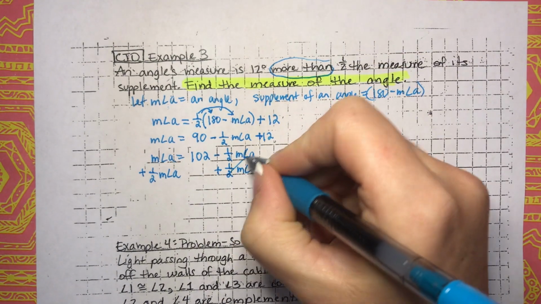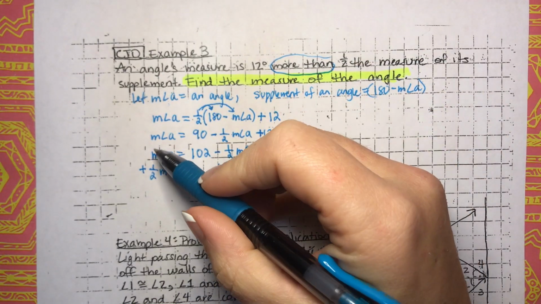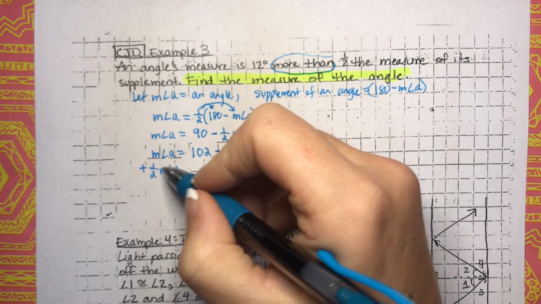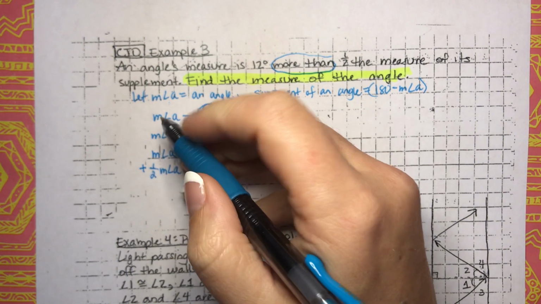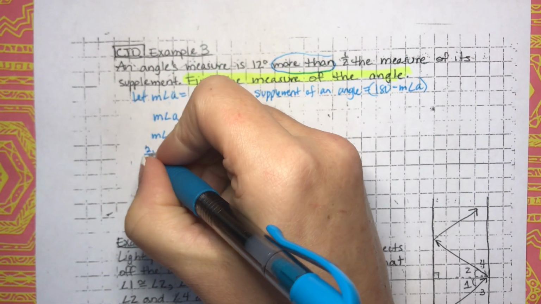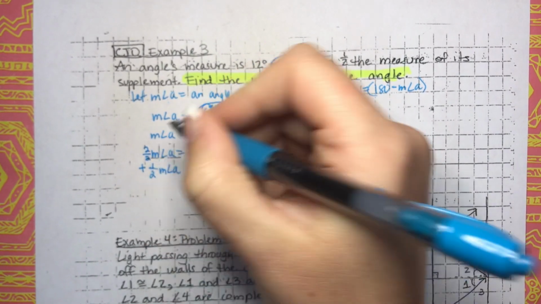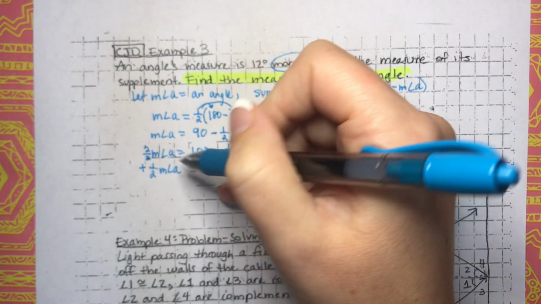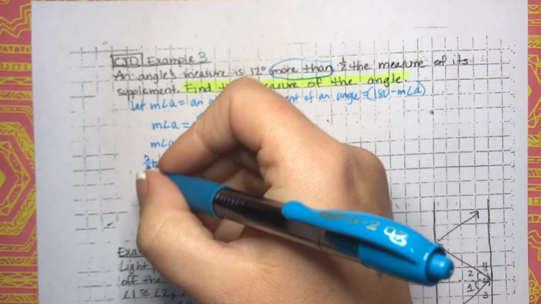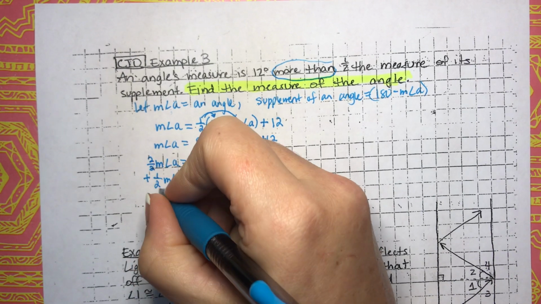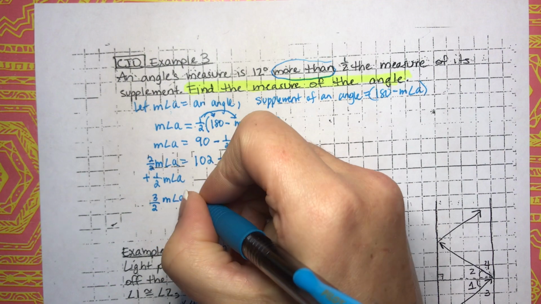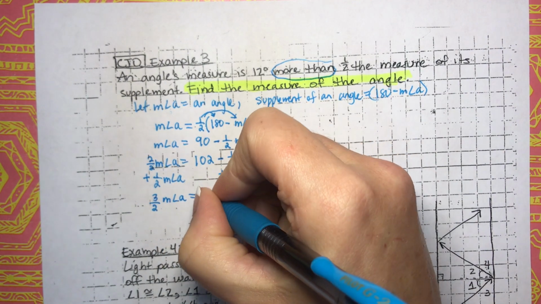All right, those cancel. Now I have 1 measure of angle A plus 1/2 measure of angle A. I know that 1 is the same thing as 2 over 2, right? 2 divided by 2 is the same thing as 1. So now I have my common denominator, and I'm just going to add the numbers on top. So 2 plus 1 is 3. And then we keep that denominator of 2. So 3 over 2, measure of angle A is equal to 102.